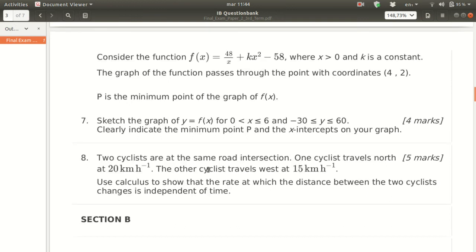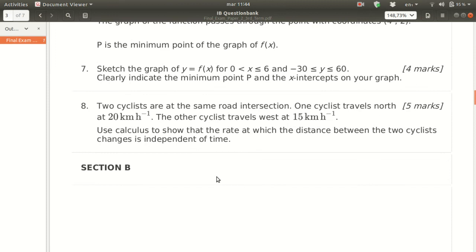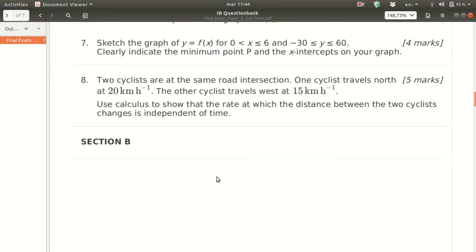And then question 8. Question 8 was actually my favorite question in the exam. It's a shame that we didn't have time to do it, but two cyclists are at the same road intersection. One cyclist travels south at 20 kilometers per hour. The other cyclist travels west at 15 kilometers per hour. Use calculus to show that the rate at which the distance between the two cyclists changes is independent of time.